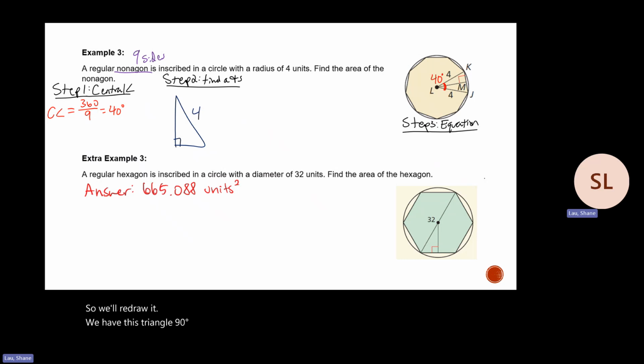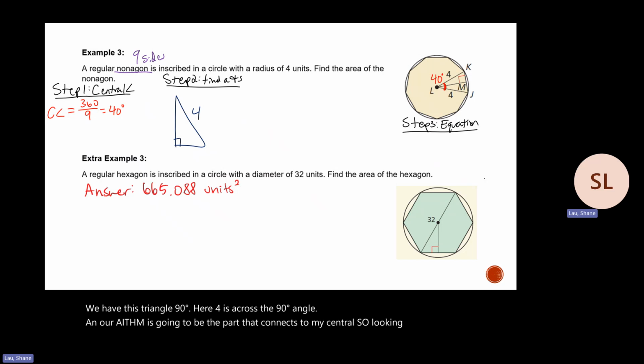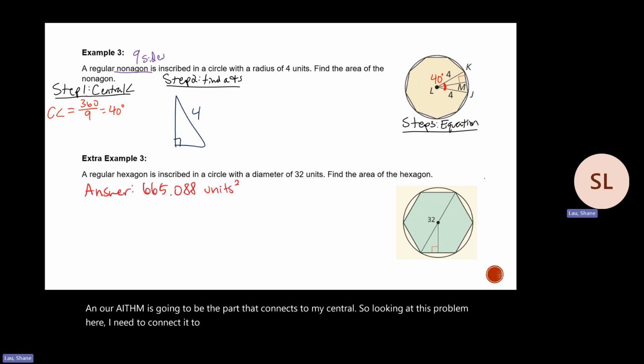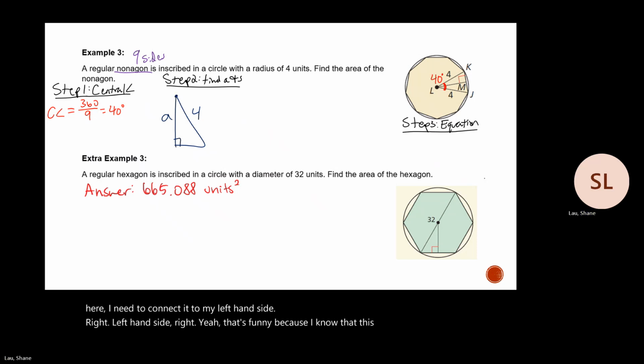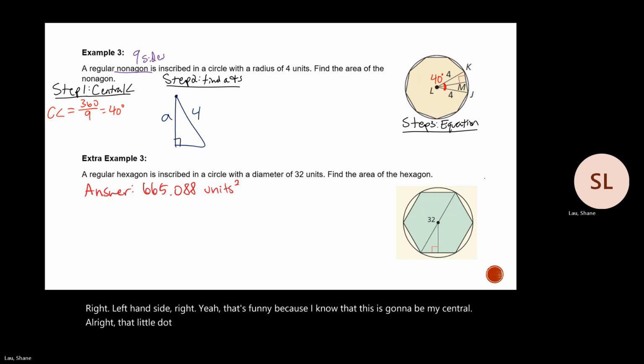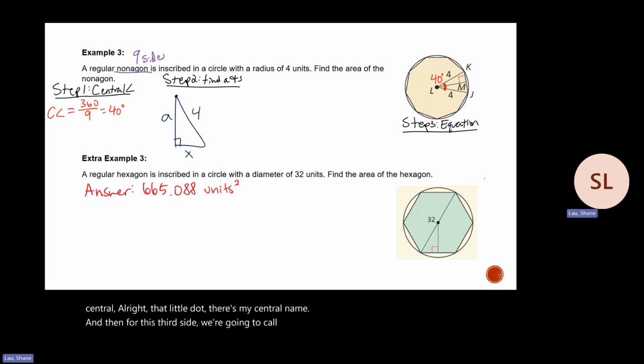4 is across from the 90-degree angle. And our apothem is going to be the part that connects to my central. So looking at this problem here, I need to connect it to my left-hand side. Right, left-hand side. Because I know that this is going to be my central. Right, that little dot there is my central angle. And then for this third side, we're going to call it X for right now.